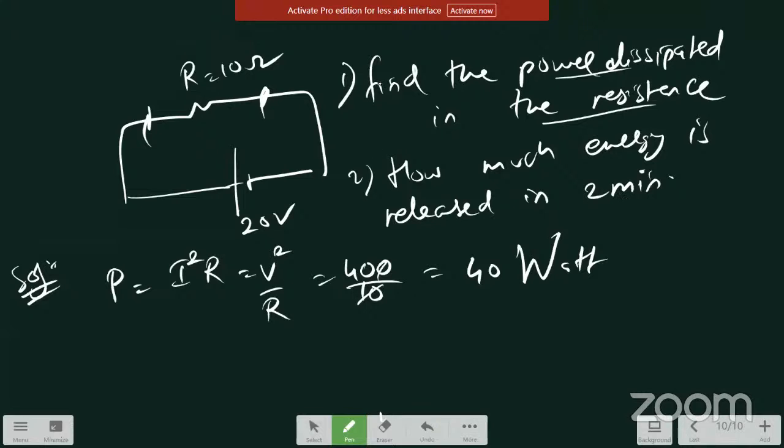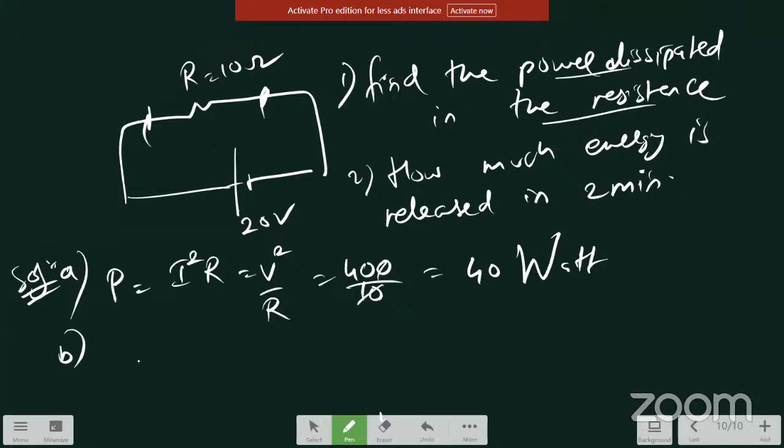Okay, yeah. So find the resistance. Find the energy released in 2 minutes. So this is the first part of the question. This is the second part of the question, and this is the second part of the solution. See carefully. How much energy is released in 2 minutes?